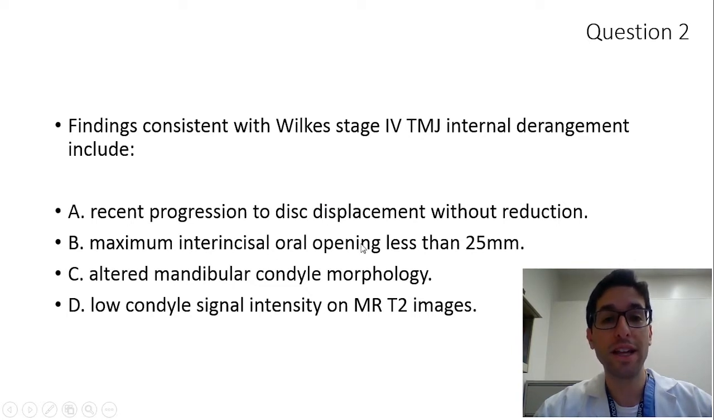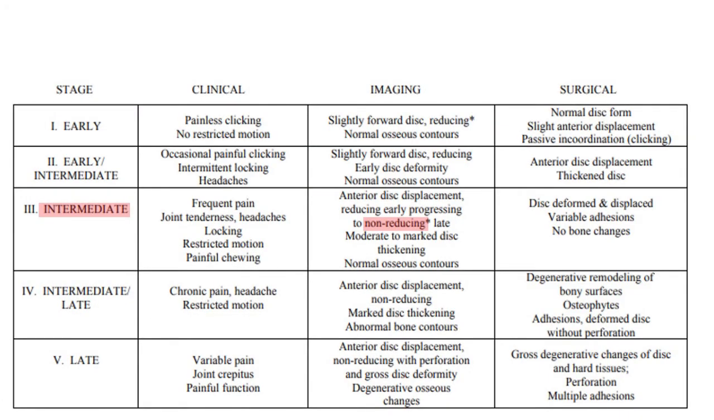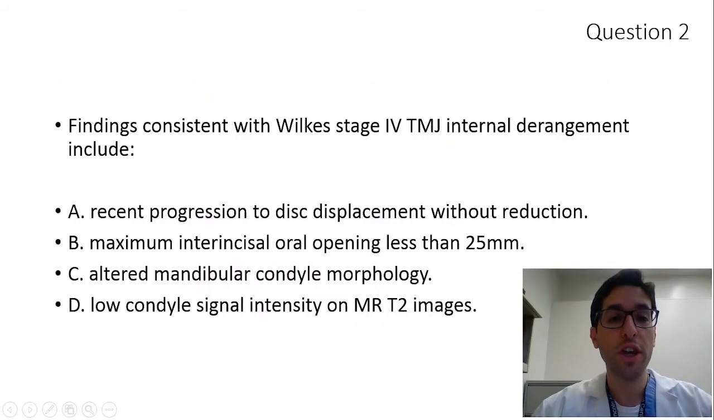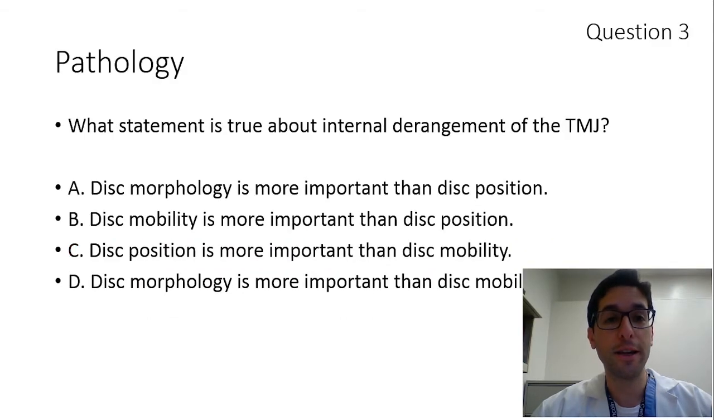Is it a MIO less than 25? Well, it could be, but any of them could be, right? Wilkes 3, 4, and 5 all have diminished MIO, so it can't be. That's not specific to 4. Let's read choice C, altered mandibular condyle morphology. Well, that sounds right. If we remember, what is 4? 4 is the first time where you have degenerative remodeling of the bony surfaces. So 4 is the first time where you have bony changes. So C sounds like the right choice, and D has nothing to do with it. That's just out there to confuse us. So the right answer is C.